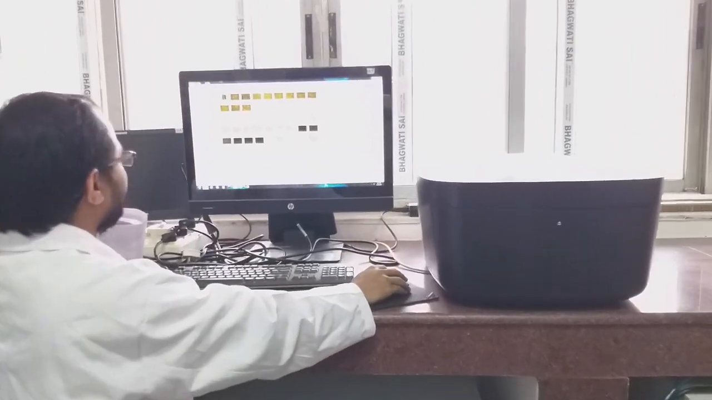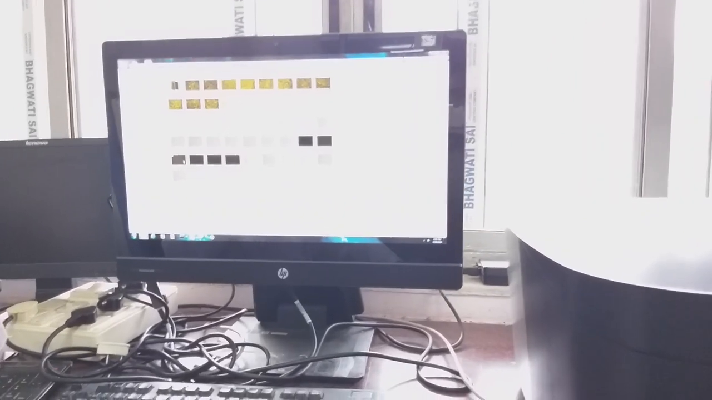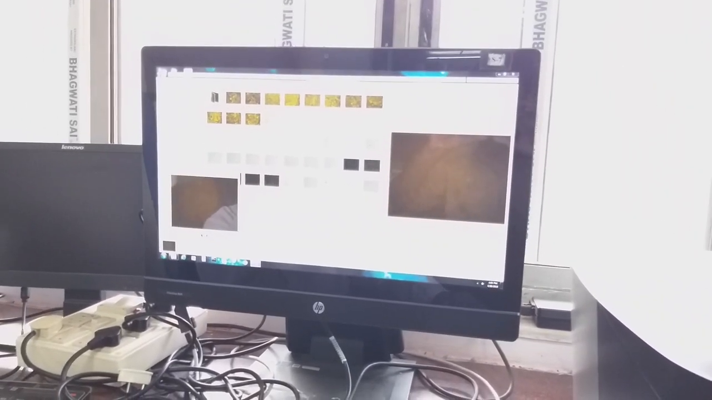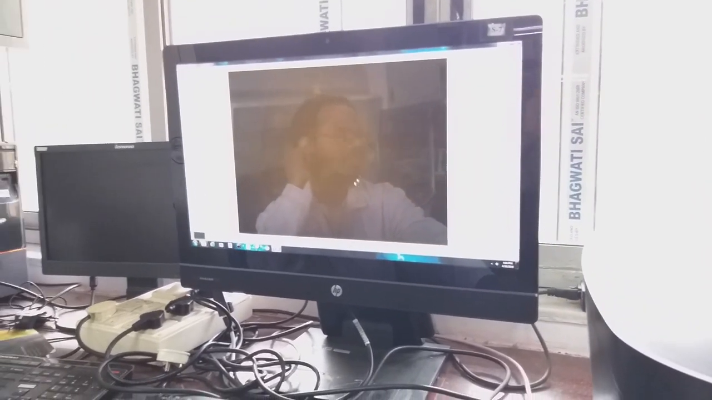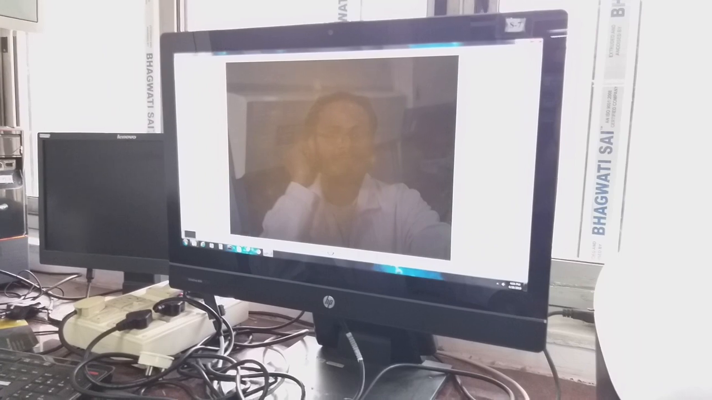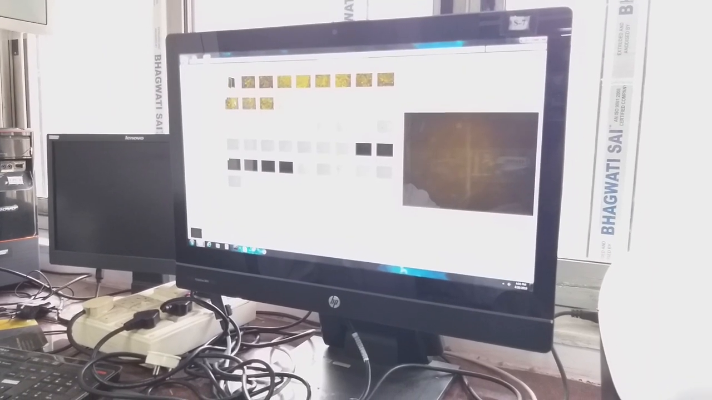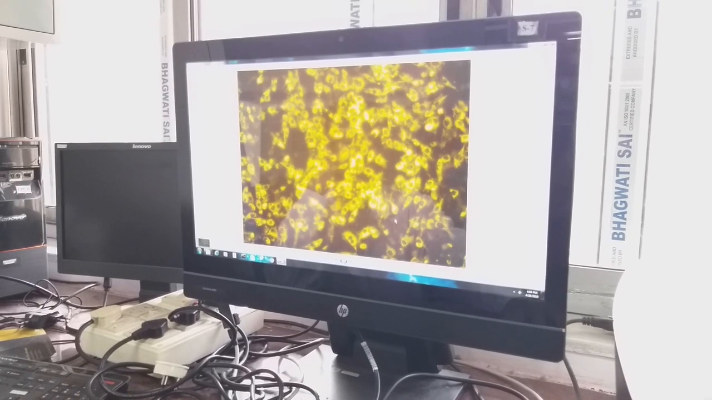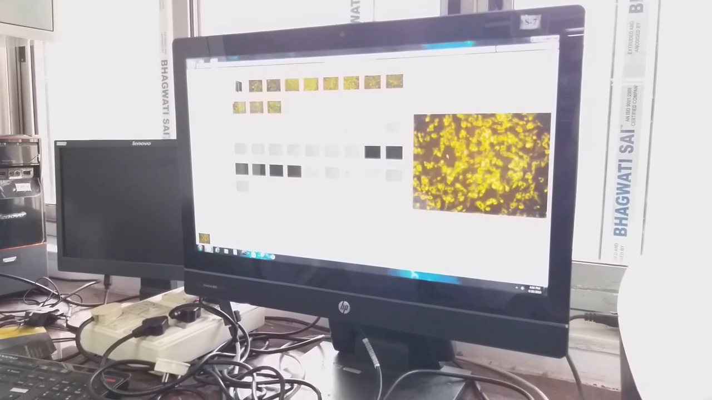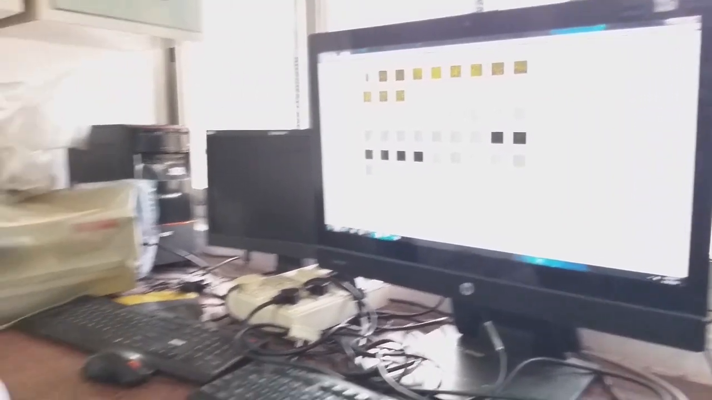Let's see. First of all, this is an image of non-transfected cells. We can see there is no fluorescence. When you see the transfected one, the cells will glow like this. So that means our transfection is successful.